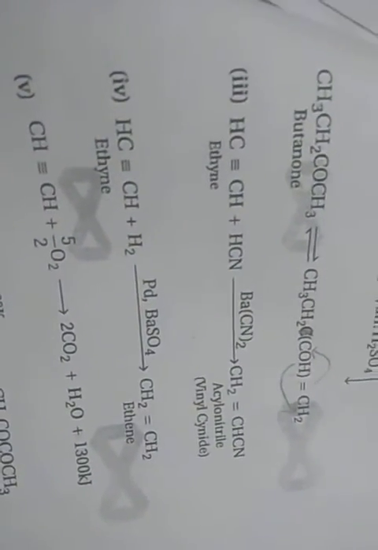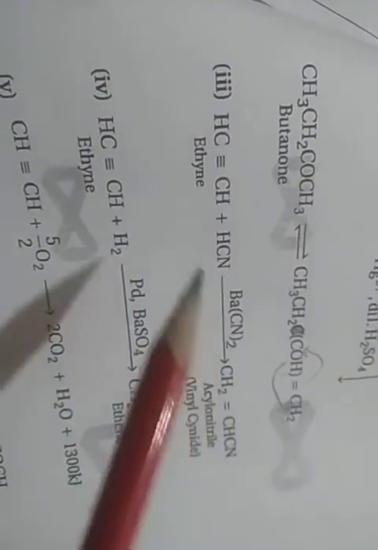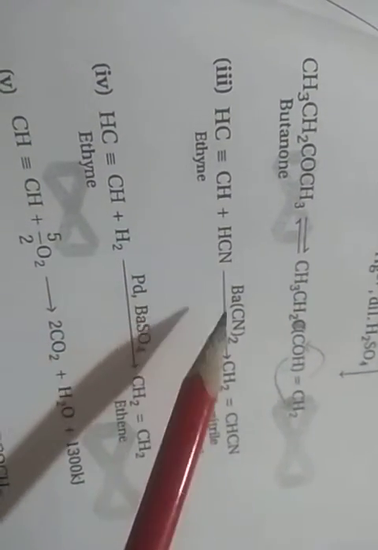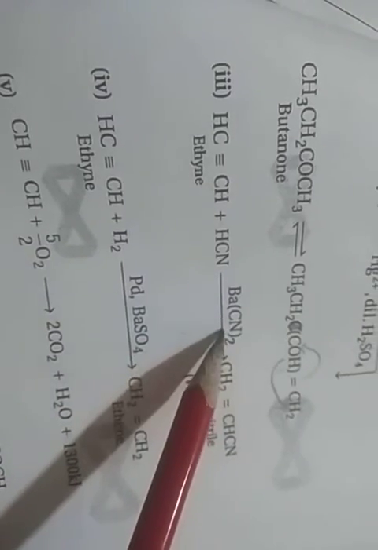Third one is the reaction of acetylene with HCN. Acetylene means ethyne. Okay, what is acetylene? Ethyne: CH triple bond CH, reacting with HCN, hydrogen cyanide, in the presence of barium cyanide.